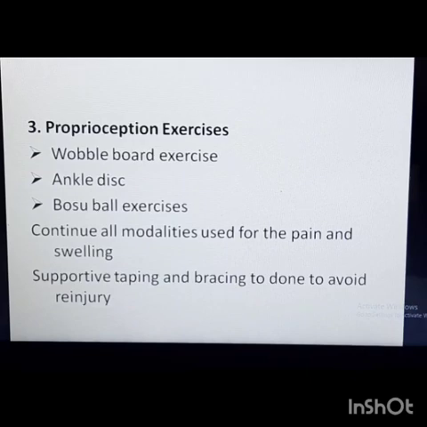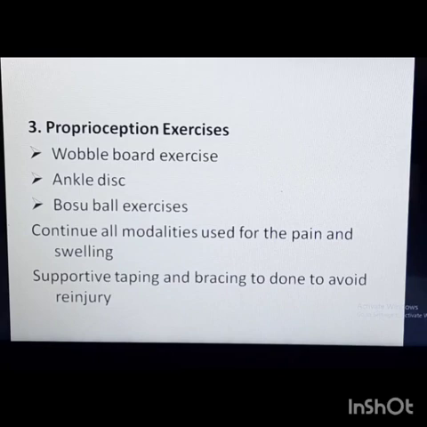Proprioception, what are the tools you have for proprioception? Bobble board exercises, ankle disc and Bosu. Basically, I'm giving you the basic idea. These are the equipments on which you can do the exercises, and you have hundreds of variations of exercises, and each exercise depends upon the particular sport. You can mimic the sporting activity using all these kinds of tools in your rehab process.